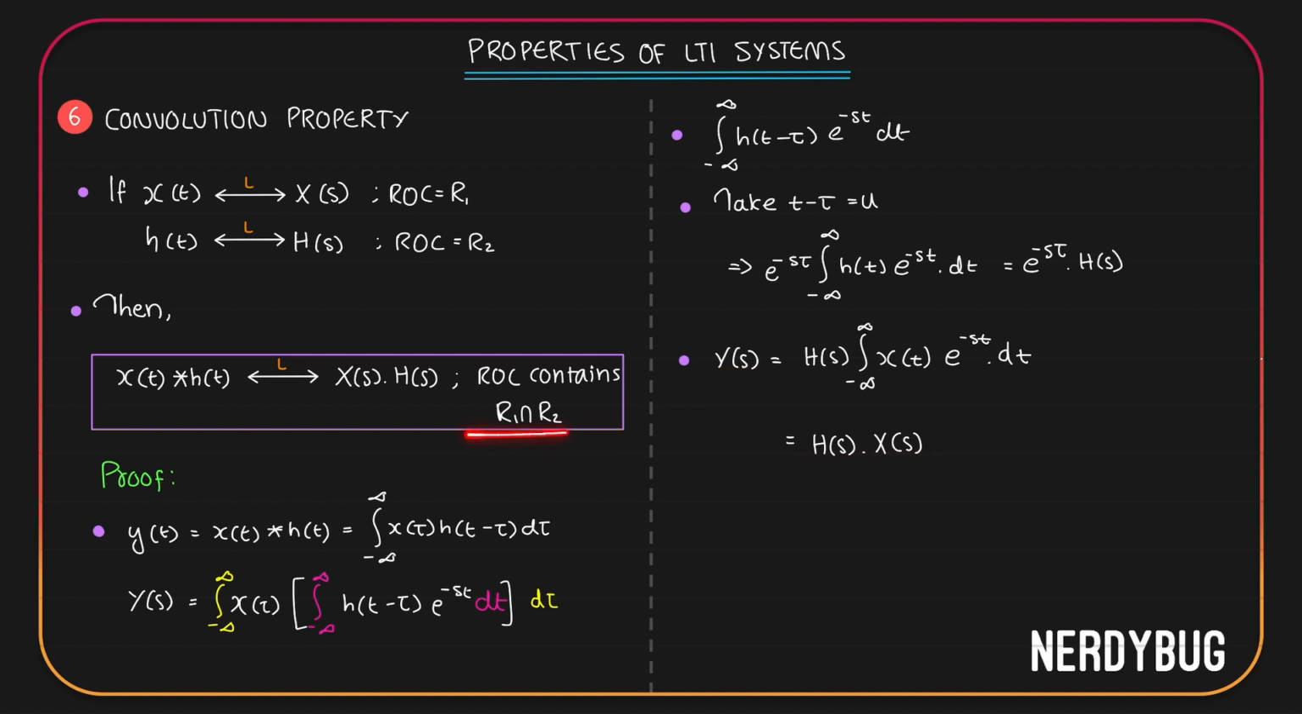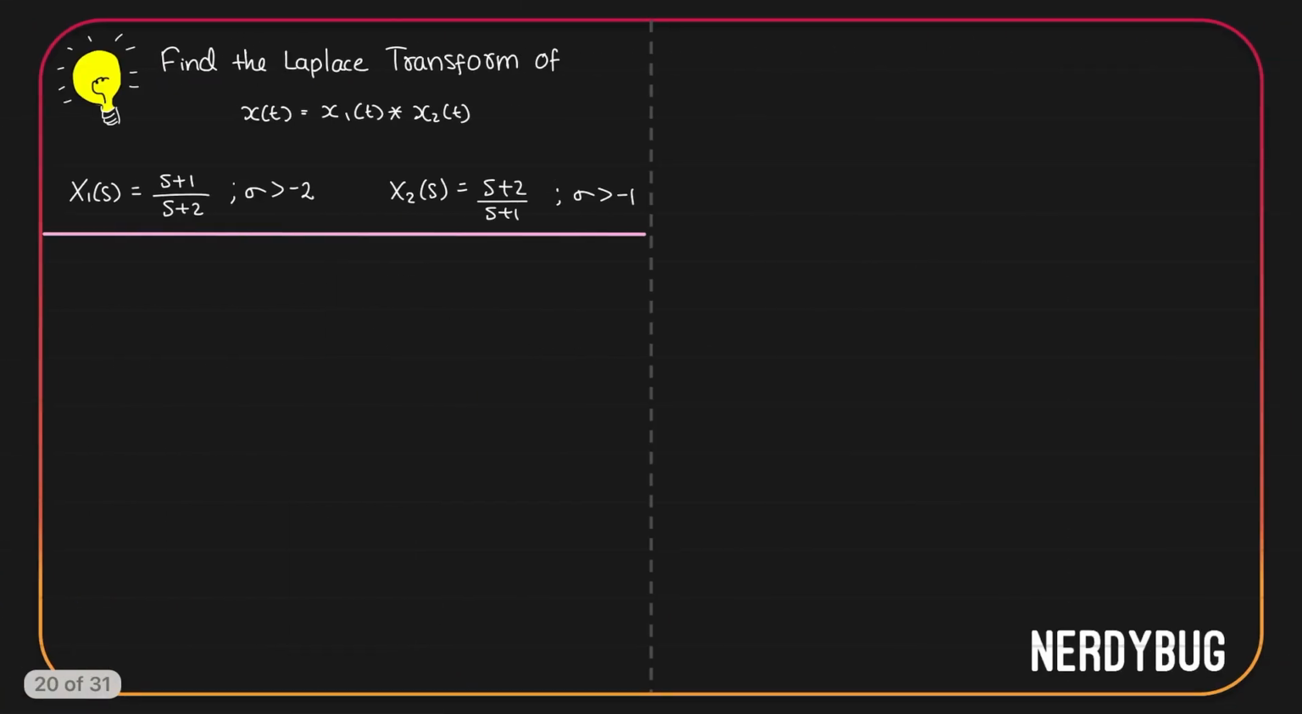Now here again I have written ROC contains R1 intersection R2, not ROC is equal to R1 intersection R2. To understand that, let us solve a problem.